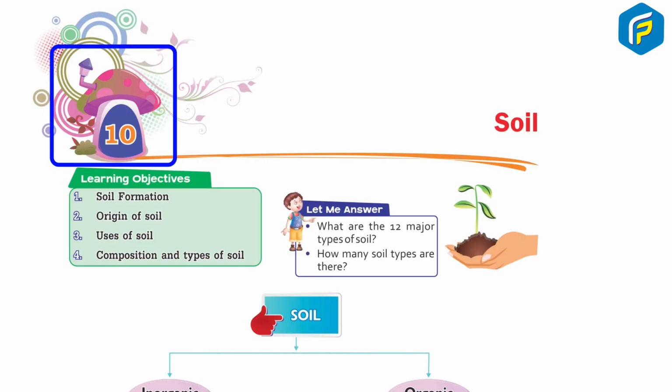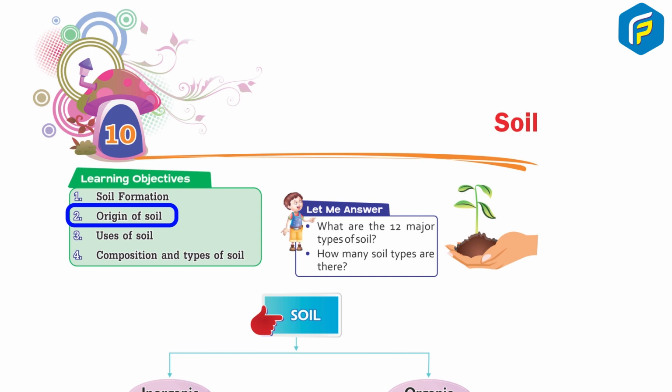Chapter 10: Soil. Learning objectives: 1. Soil formation, 2. Origin of soil, 3. Uses of soil, 4. Composition and types of soil. Let me answer: What are the 12 major types of soil? How many soil types are there?